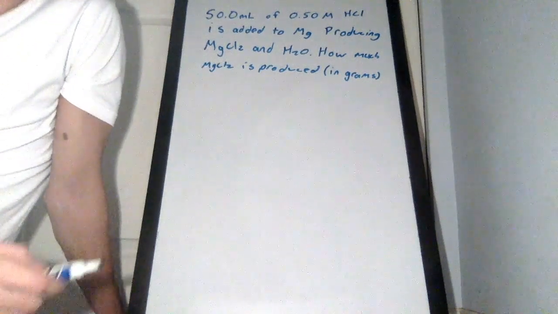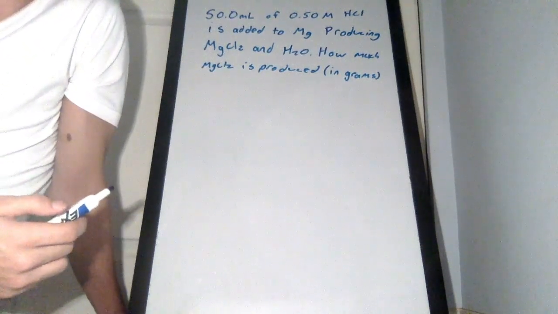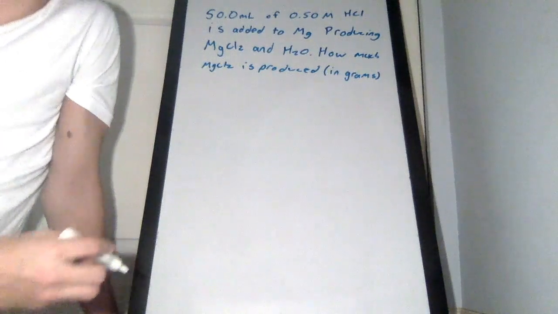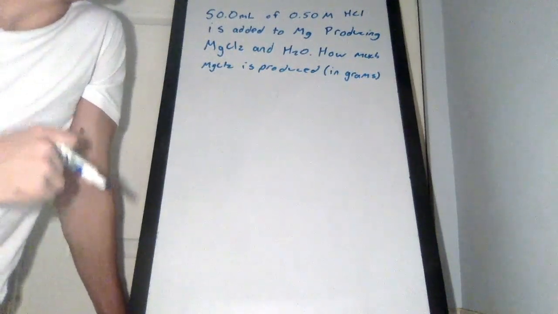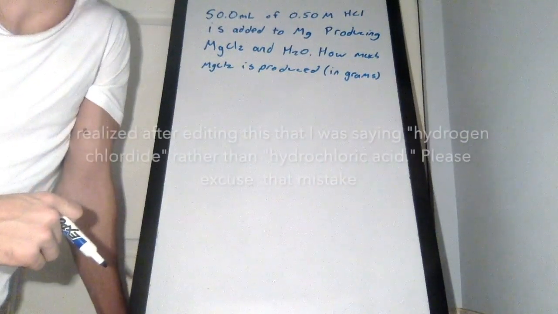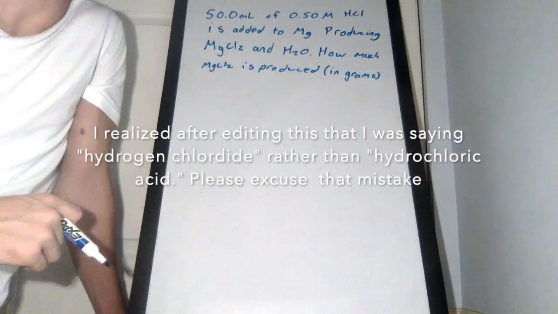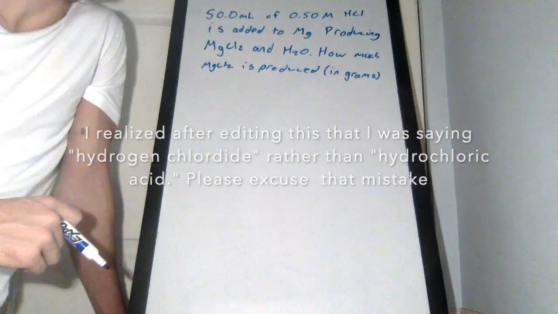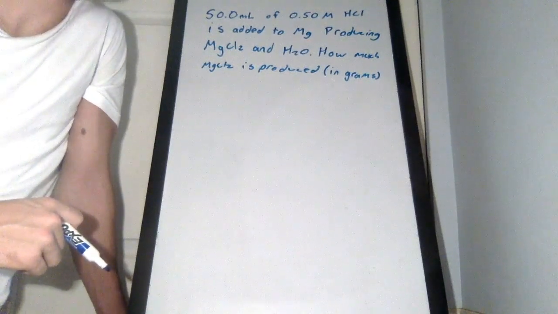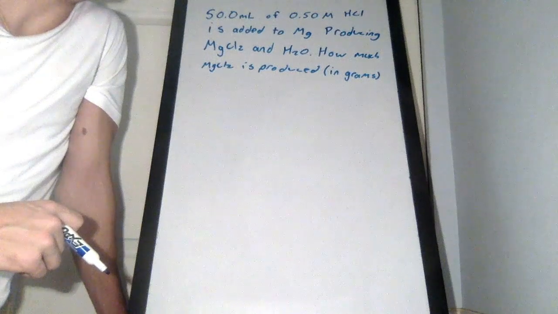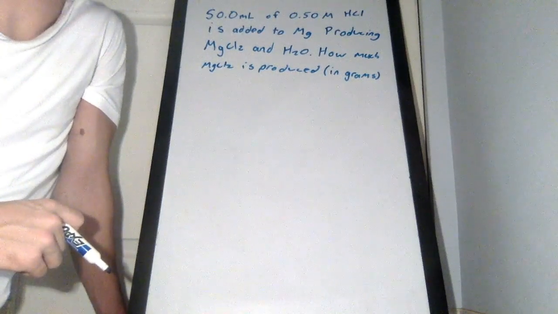Okay, so today we have a basic practice problem for stoichiometry. 50 milliliters of 0.5 molar hydrogen chloride is added to Mg, producing magnesium chloride and water. How much magnesium chloride is produced in grams?